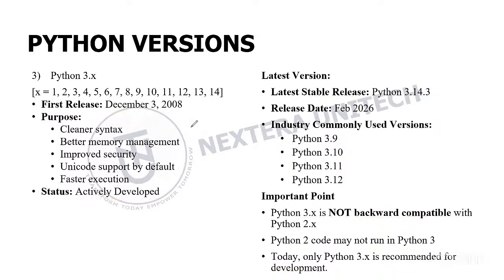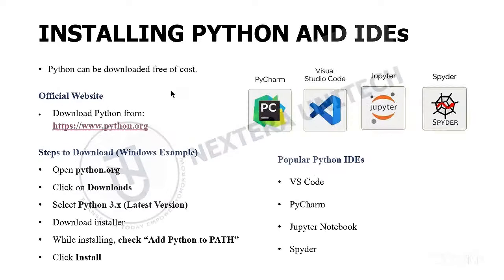Then moving on, the installation and IDEs. Python can be downloaded free of cost from the official website, which is www.python.org. You can go to the site, and there will be a subsection called Downloads. There you will get the latest version. I would recommend downloading 3.11 or 3.10. After getting your installer, a .exe file will be downloaded onto your local system, and then you can install that. While installing, you can check the Add Python to PATH checkbox and install it. And then you'll have Python on your local system.